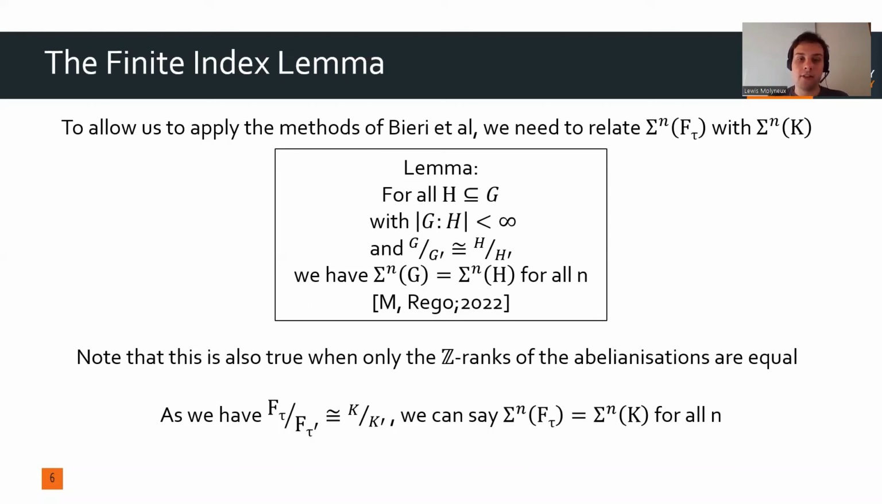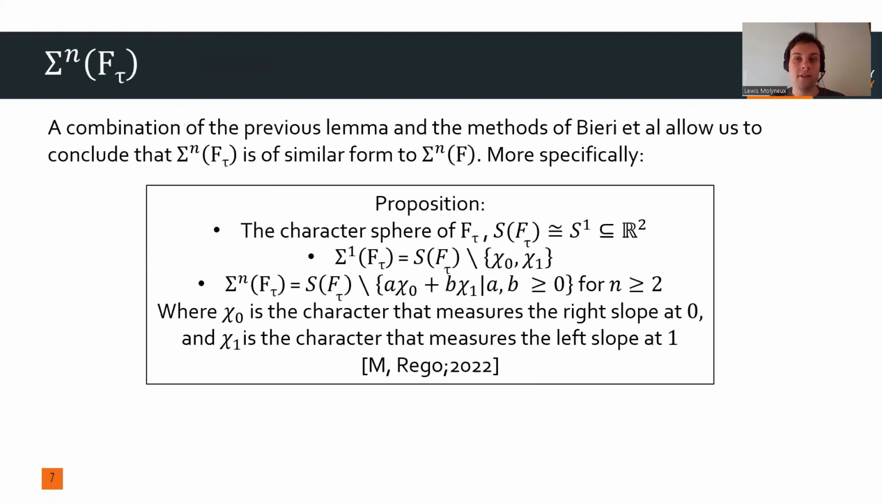So because of this, and because we know that the abelianization for this subgroup K and the abelianization for F tau are the same, we know their sigma invariants are going to be the same. So we just need to calculate for K and transfer up to F tau, which is exactly what we did. And so the final result is very similar in form to the sigma invariant for F, if you're familiar with that, which is that the character sphere is the one sphere, the circle, embedded in R2.